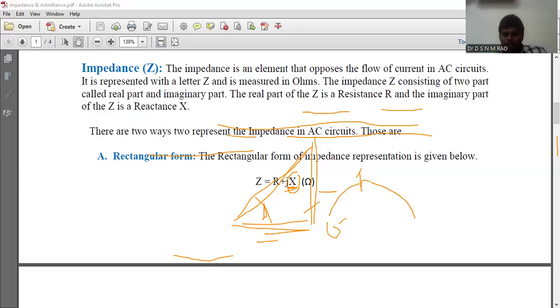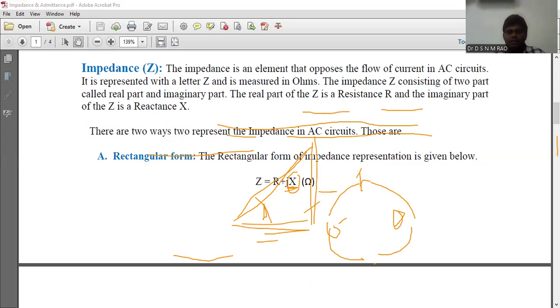Similarly, I want to move one more 90 degrees. Here j square is there, so j square into j gives j cube. So j cube equals j square into j, which is minus j. Finally I want to move another 90 degrees. Here j cube is there, j cube into j is j power 4, which is j square into j square, so 1 will come. In this way, any time varying quantity multiplied by j will advance, or lead, by 90 degrees. This is the importance of j.